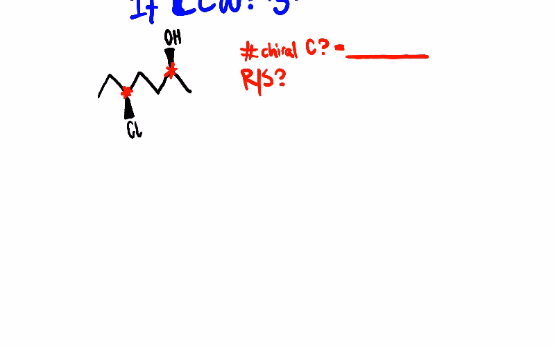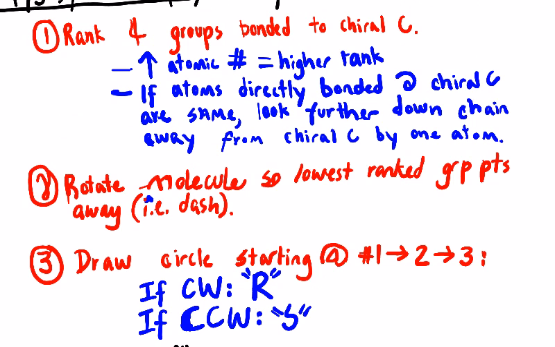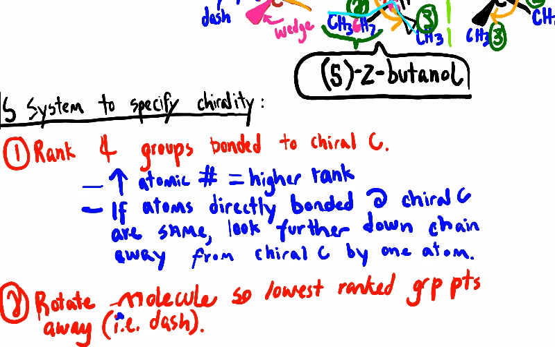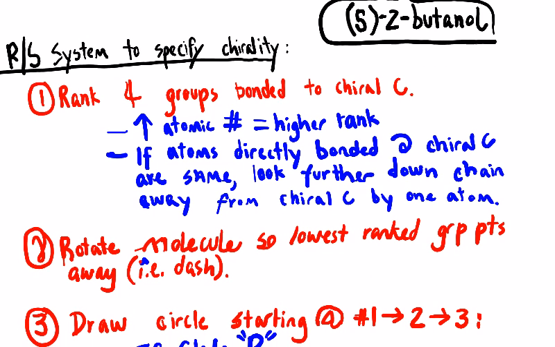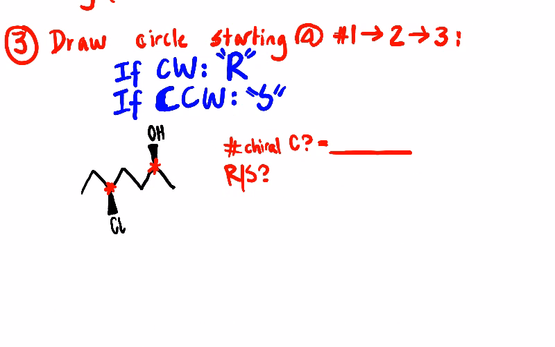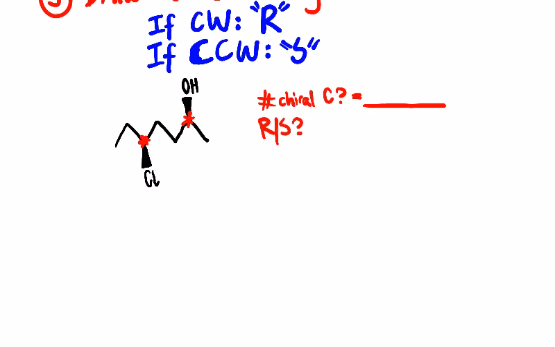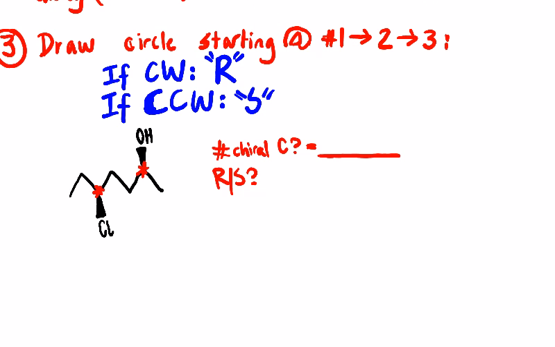So we just need to rank these other 3 groups that are bonded to each chiral center relative to one another as we look at criteria number 1 of our criteria for assigning chirality. So we're going to rank the 4 groups that are bonded to the chiral center, keeping in mind that higher atomic number means higher rank, and if 2 atoms directly bonded to the chiral center are identical, then we look one more spot down the chain until we find a spot where we can differentiate between the 2 atoms. So I'm going to start with the chiral center on the left here, which has our chlorine, our ethyl group, and then our long carbon chain bonded to it.